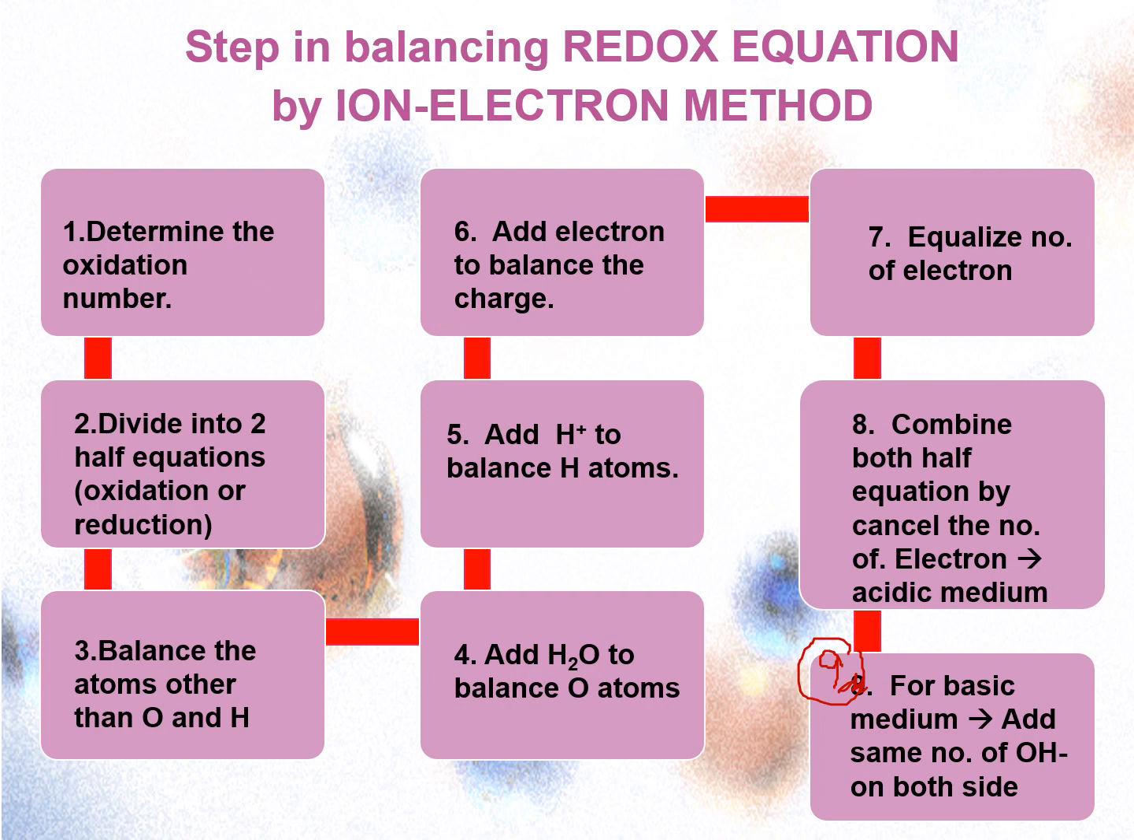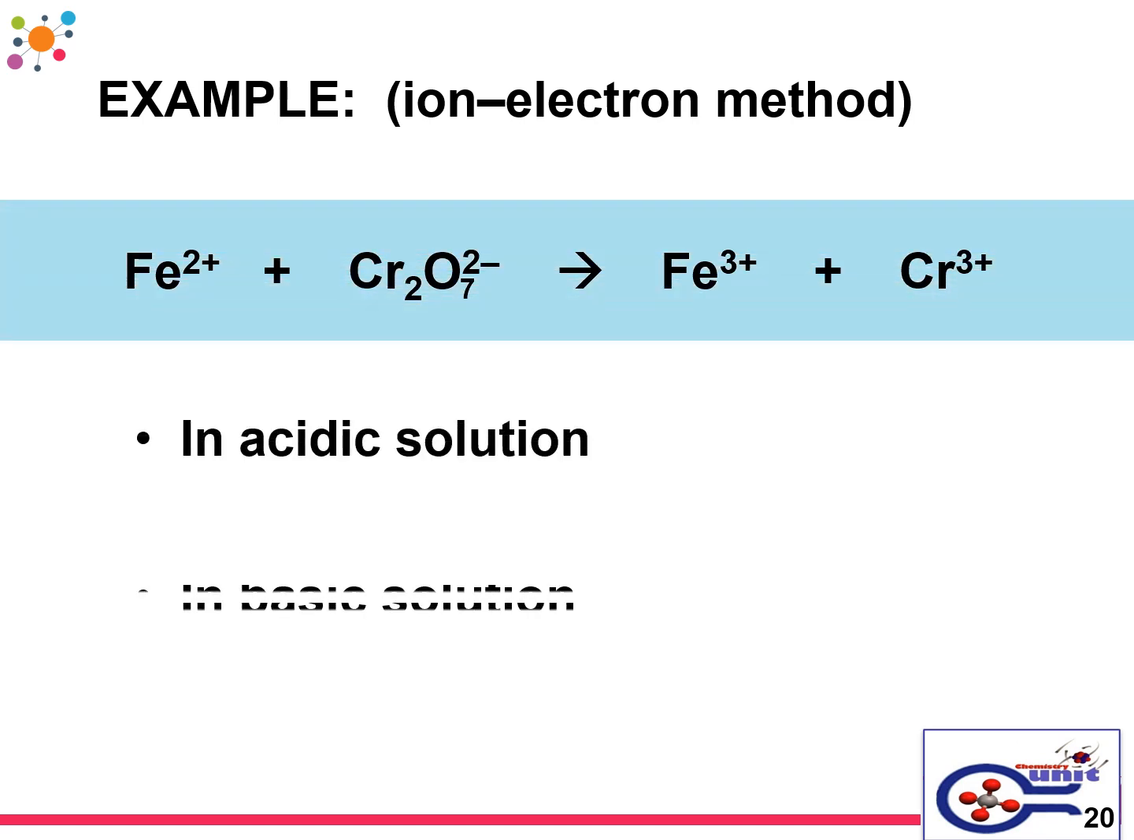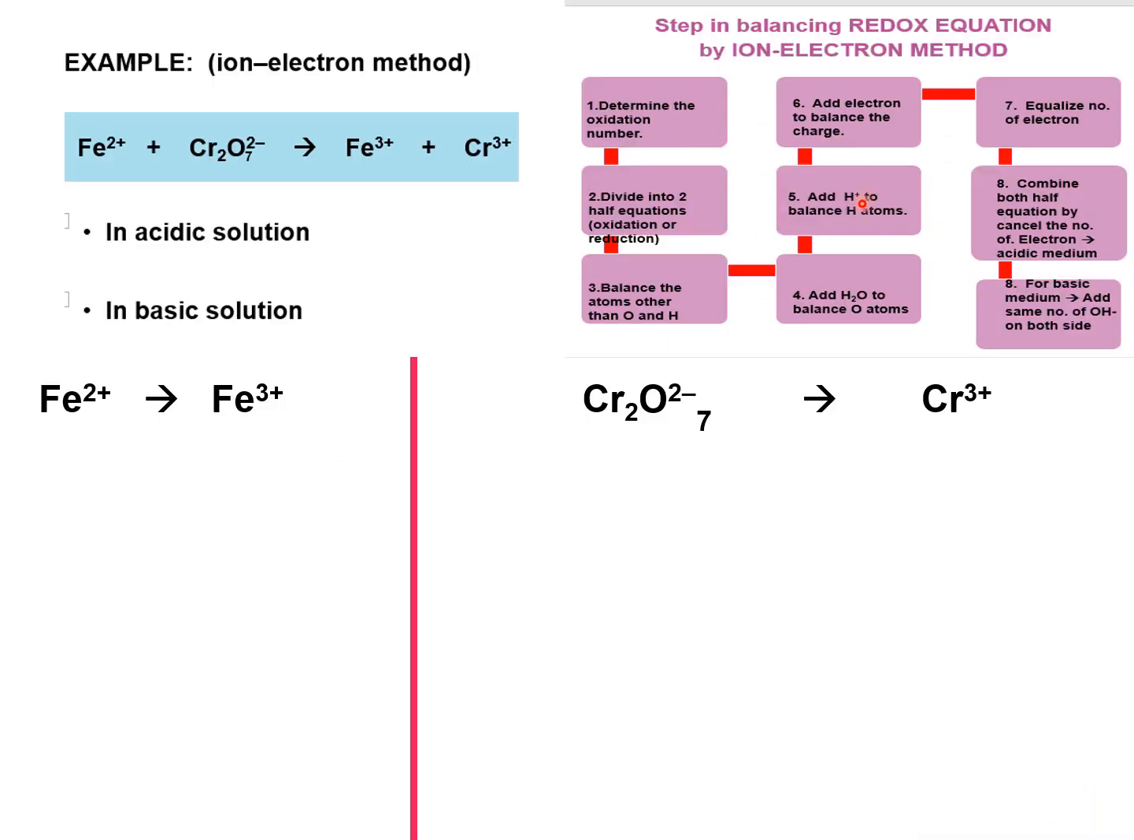Okay. Example, we have iron 2 plus and Cr2O7 2 minus ion produce Fe3 plus and Cr3 plus. So, by referring to slide number 20 in your lecture notes, we try to solve this problem. So, by using the steps provided tadi dengan soalan ni, okay. First kali kita akan tentukan oxidation number for the above equation. So, check the oxidation number for the above equation.